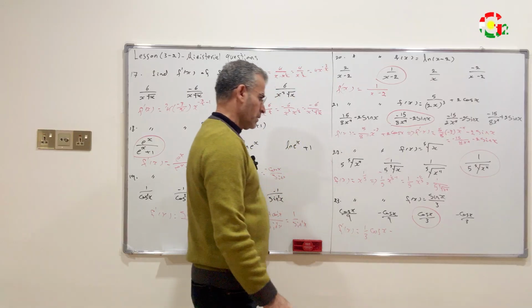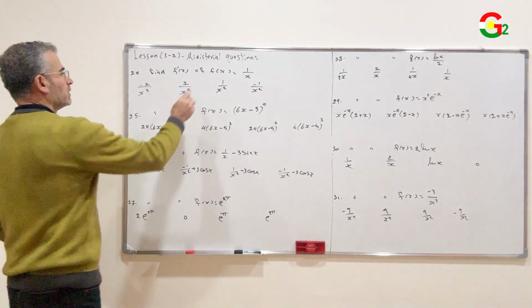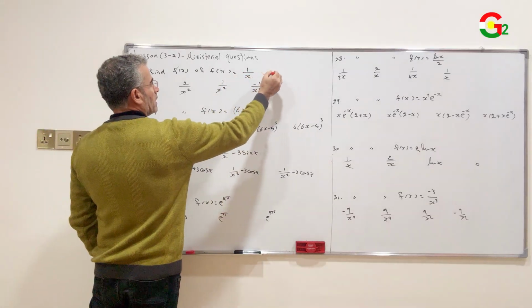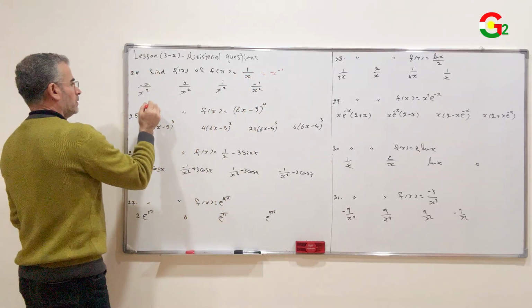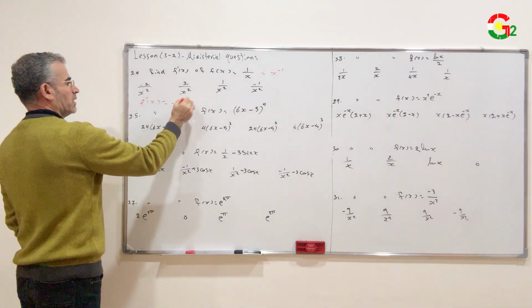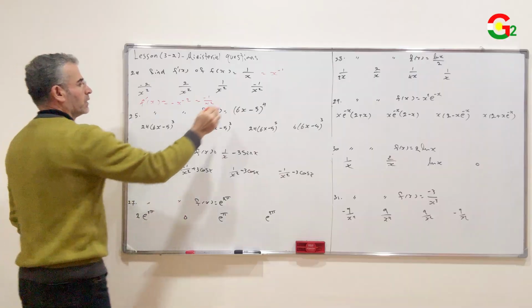Choice C. Question number 24. Find the derivative of 1 over x. Rewrite it as x to the negative 1. Then f prime of x equals negative x to the negative 2, which equals negative 1 over x squared.